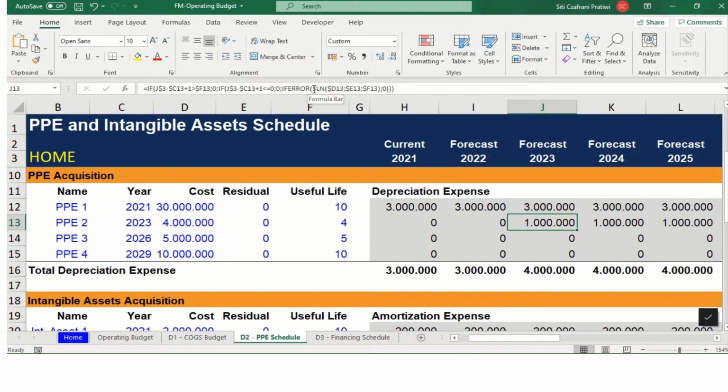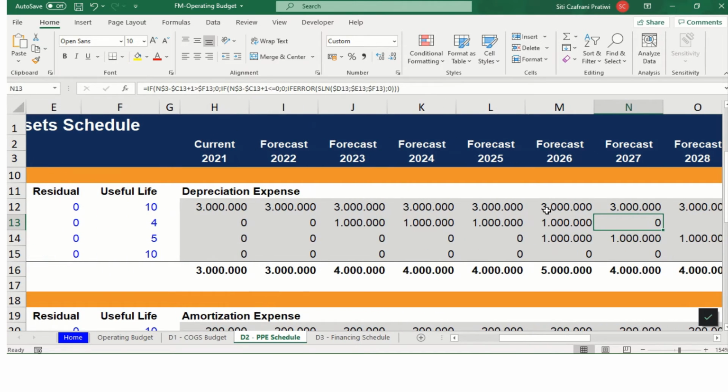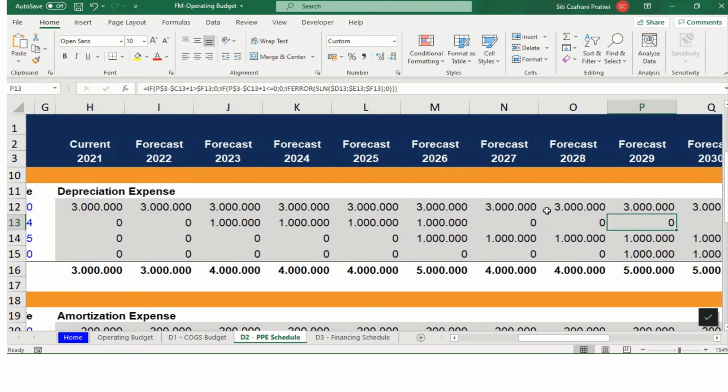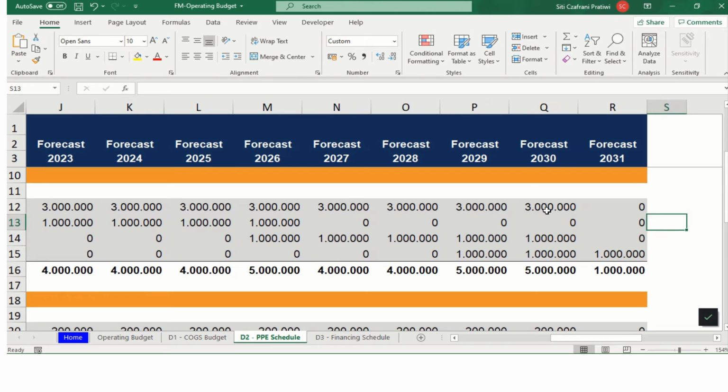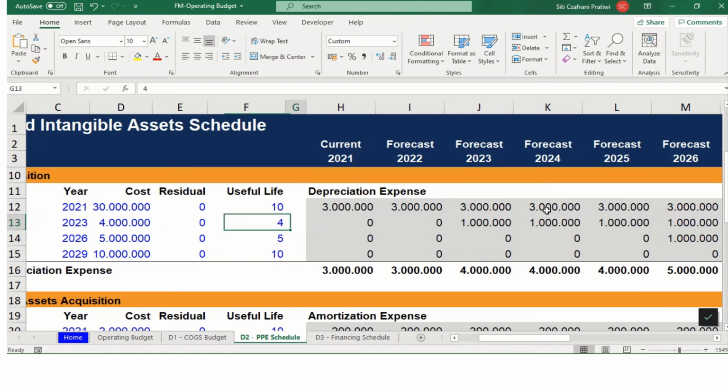And the condition is SLM, D13, E13, F13, etc. It will be depreciated according to the straight line depreciation method. And because the useful life is only 4 years, after year 2026, PPE number 2 is no longer depreciated, or its depreciation expense will be 0. So that's the formula here.